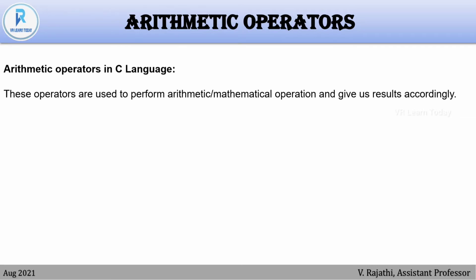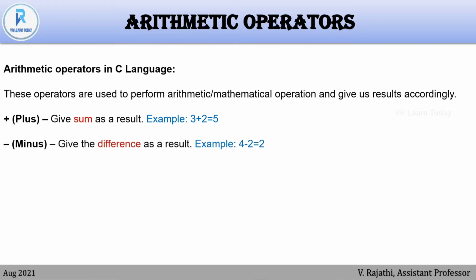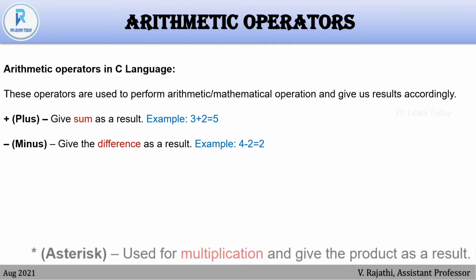First, arithmetic operators. These operators are used to perform arithmetic mathematical operations and give us results accordingly. Plus gives the sum as a result, for example, 3 plus 2, the answer will be 5. Next, minus gives the difference as a result. For example, 4 minus 2, the result will be 2.